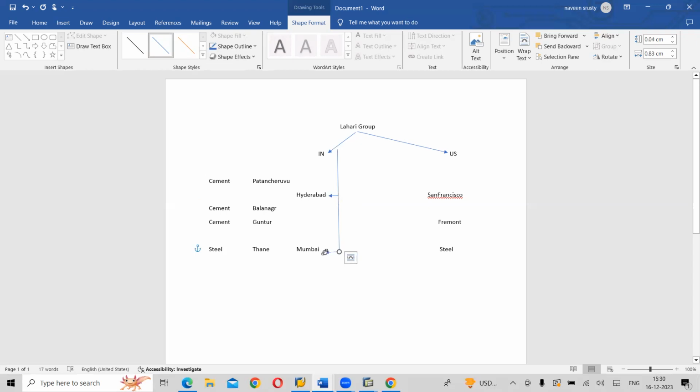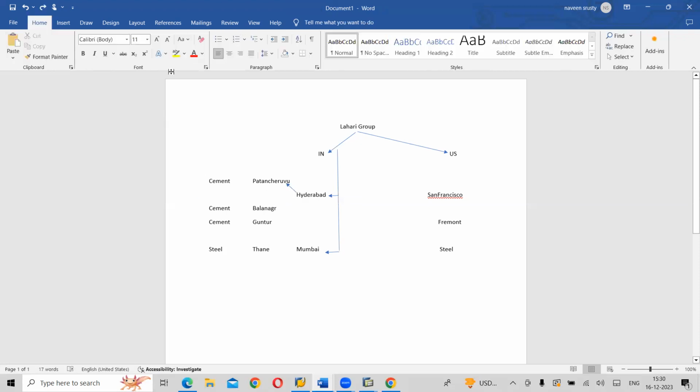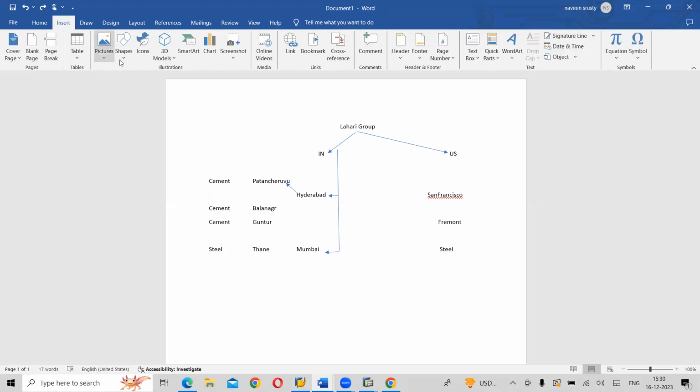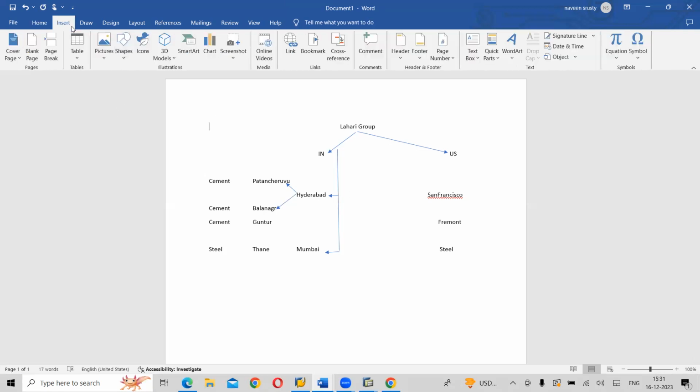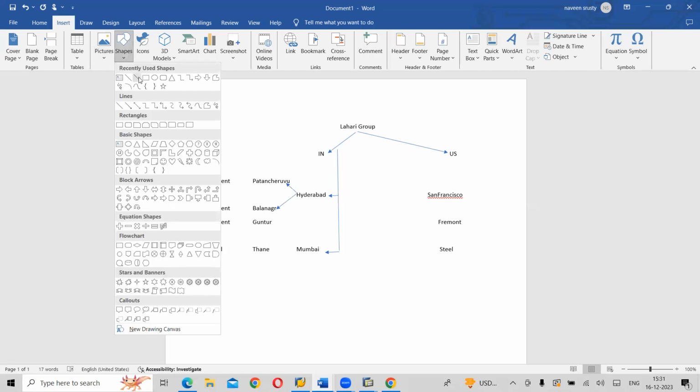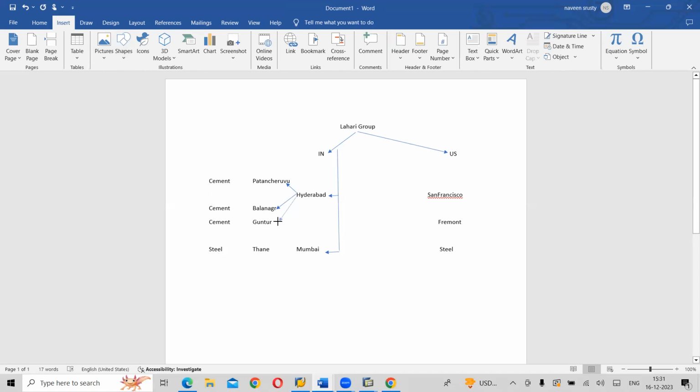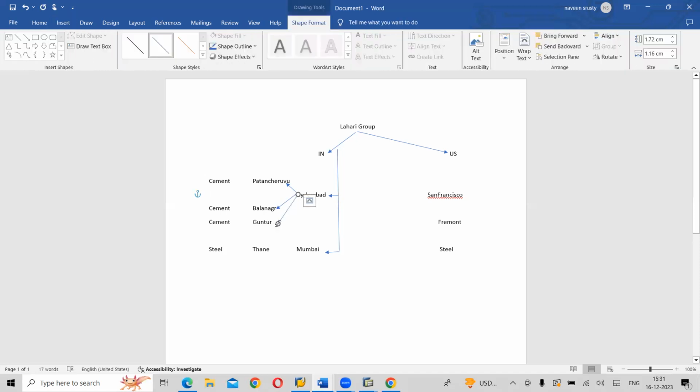And what are the things we have? Patancheru, and the next one we have in Balanagar. Next one. So in Hyderabad, we have three different plants. All three are cement plants only.